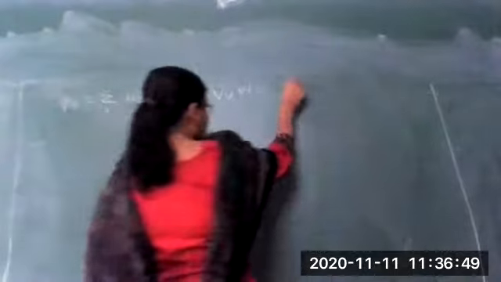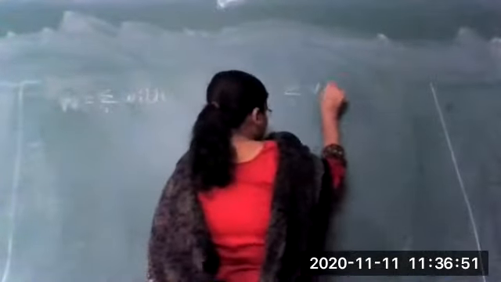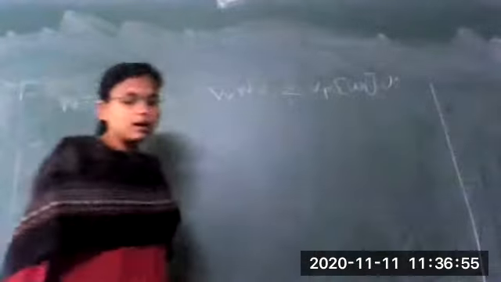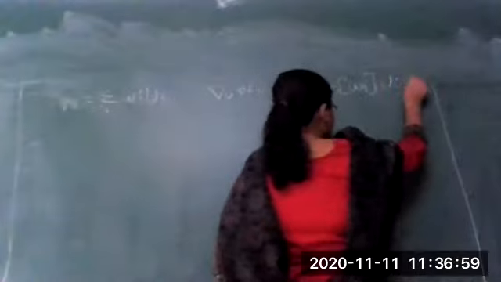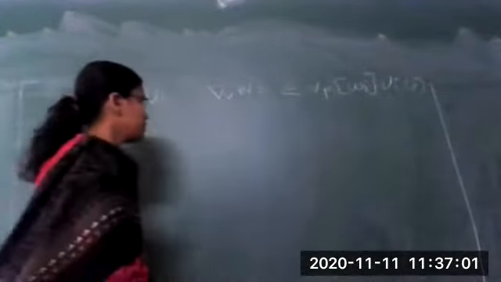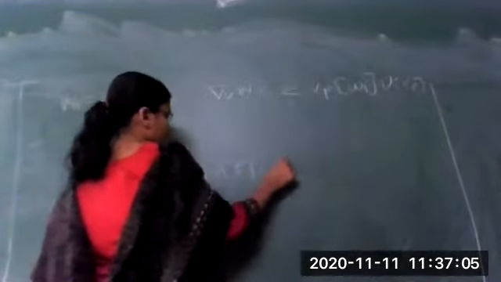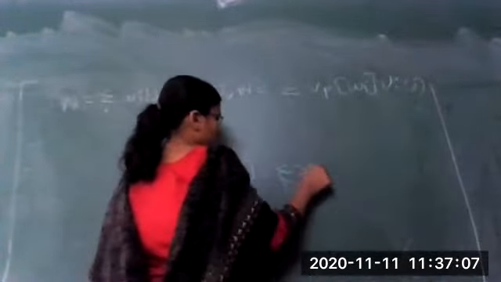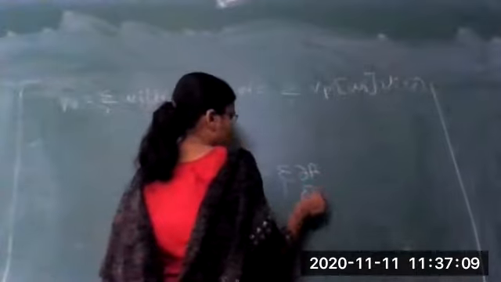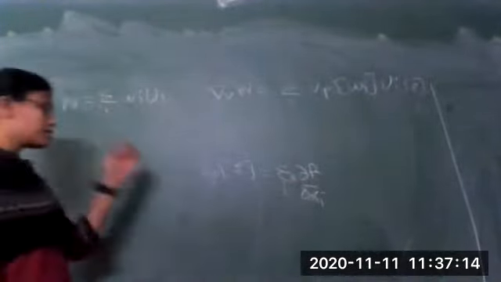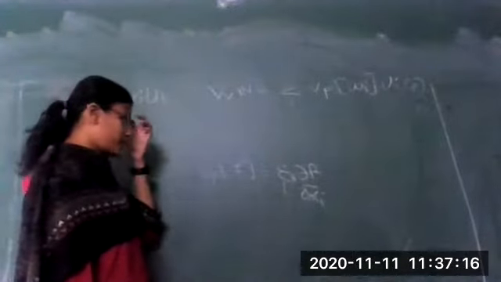This will be summation over i, Vp Wi Ui at a point P. If you remember, we have solved Vp f is nothing but summation over i Vi dou f by dou xi. What are those Vi? Vi are nothing but the coordinates of a tangent vector Vp.